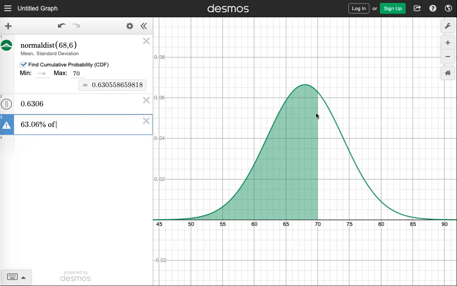So the area that is shaded under the curve is going to be 63.06% of all the area. And the remaining is going to be unshaded.